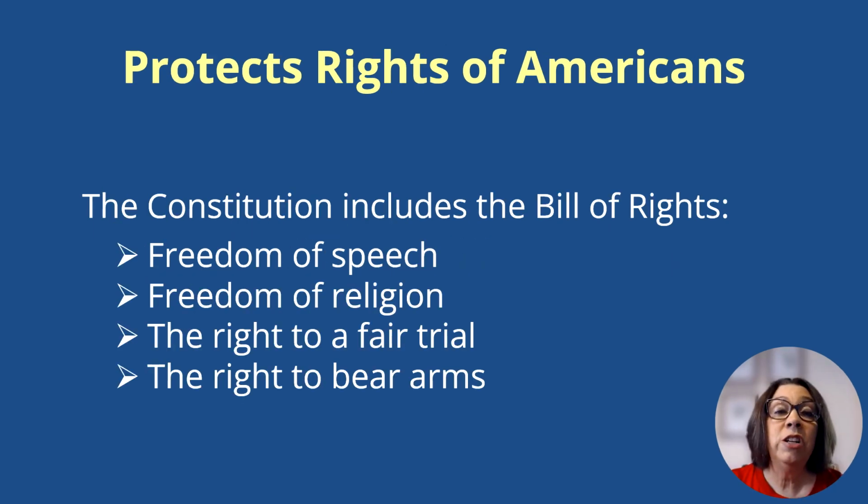Okay, the Constitution also protects the rights of Americans. The first 10 amendments to the Constitution are changes, and they are called the Bill of Rights. Now, in the Bill of Rights, we have our basic freedoms: freedom of speech, freedom of press, freedom of religion, right to bear arms, the right to a fair trial, and others as well. So those are listed in the Bill of Rights, first 10 amendments to the Constitution.